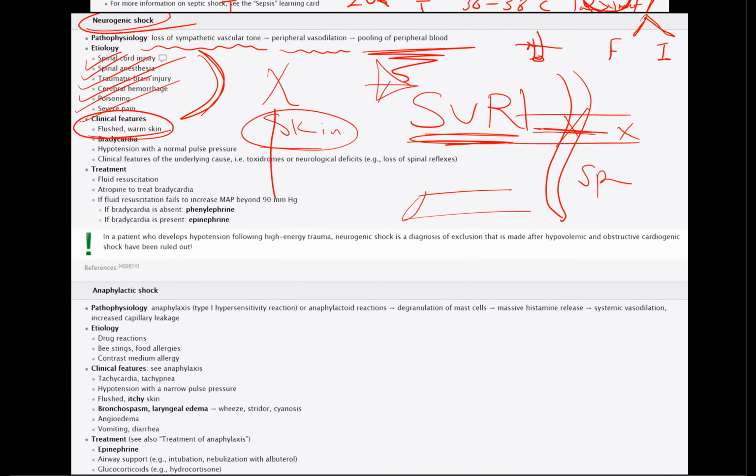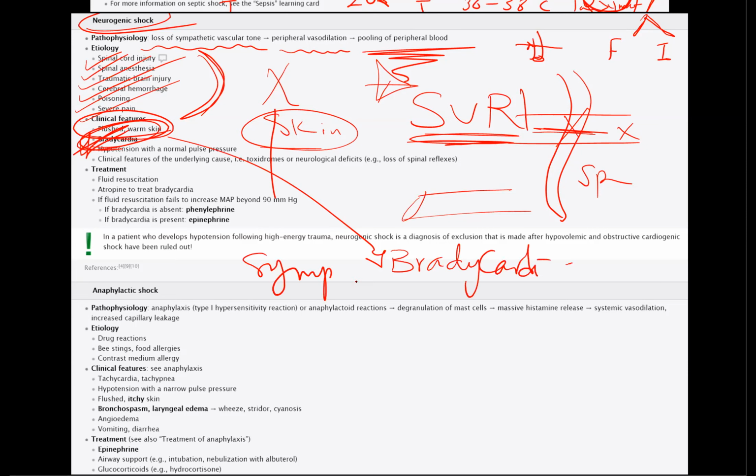Okay, we also have bradycardia because of loss of the sympathetic system, which normally causes tachycardia and makes the heart rate increase. So the loss of sympathetic tone leads to bradycardia. Bradycardia is not a feature of cardiogenic shock, never. In cardiogenic shock the patient may be brady, tachy, or normal, but in neurogenic shock you will find the patient is bradycardic, because of sympathetic tone loss.